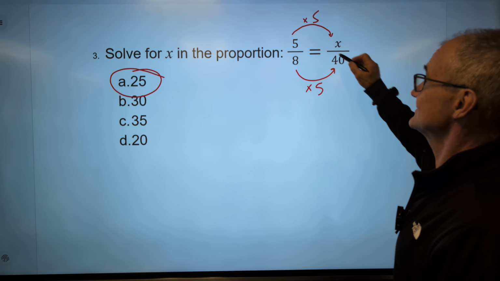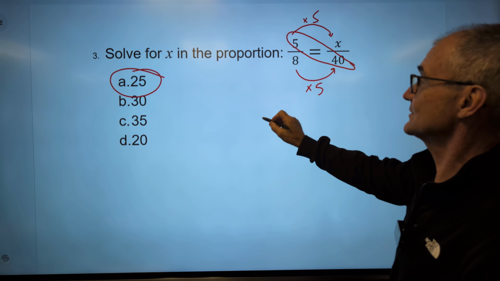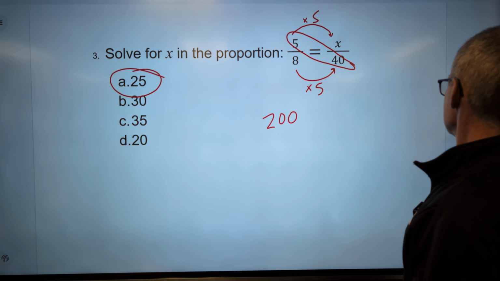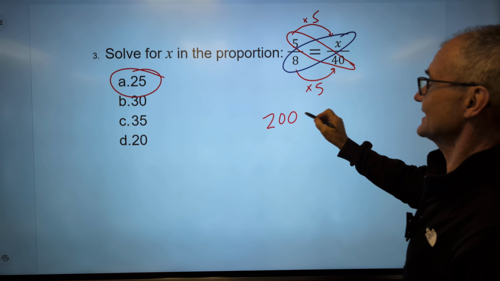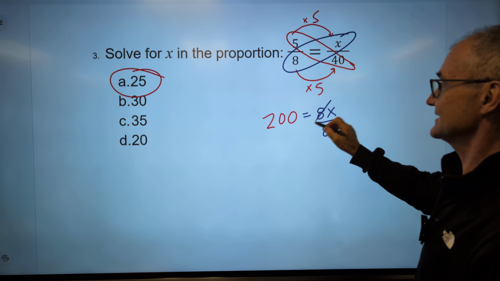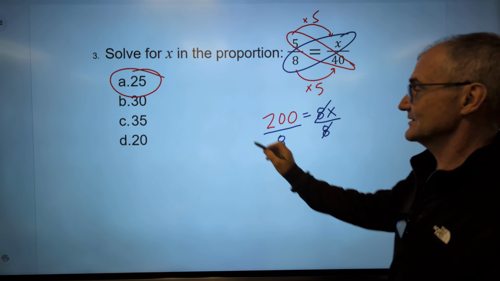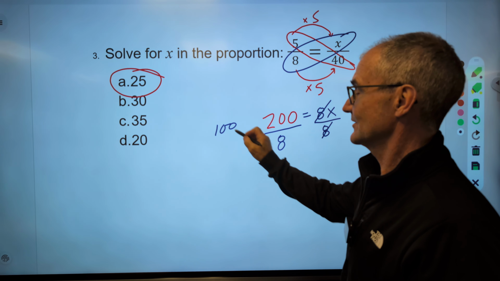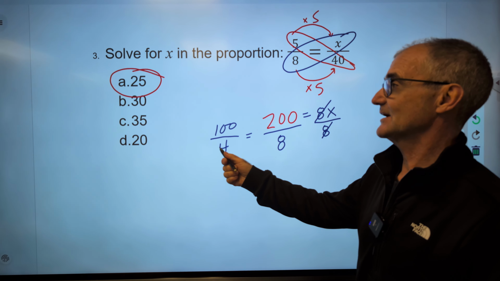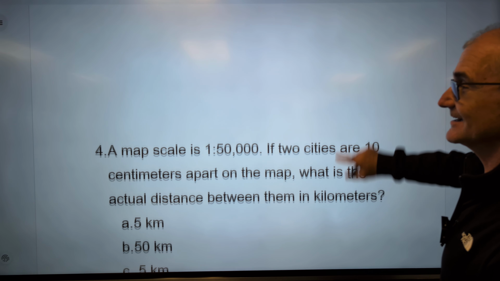Or if I wanted to do the cross multiply, I could do that times that. 5 times 4 is 20. Don't forget that 0. 8 times X is 8X. Got to get this by itself. Divide both sides by 8. These cancel. And then this has to be divided by 8 as well. They're both even. I could reduce that to 100 over 4. 4 goes into 100 25 times. Correct answer, answer A. Moving right along.